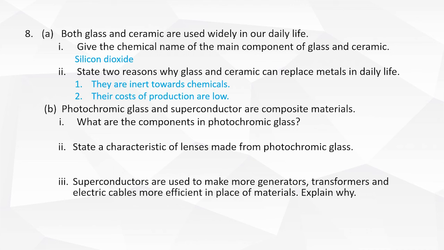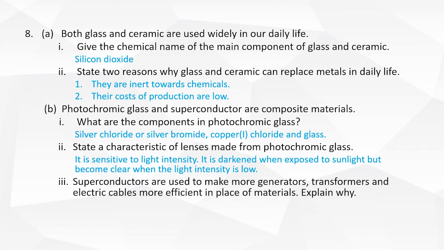Proceed to question B. Photochromic glass and superconductor are composite materials. What are the components in photochromic glass? The answer is silver chloride or silver bromide, copper(I) chloride, and glass. Next, state a characteristic of lenses made from photochromic glass. It is sensitive to light intensity. It darkens when exposed to sunlight but becomes clear when the light intensity is low. Hence, it is normally used to make the windows of buildings and cars.